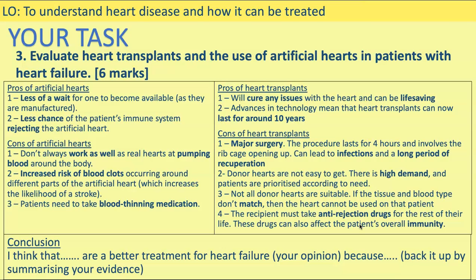And the answer to question 3 is now on the screen. Please remember that you need a pro and a con, or an advantage and a disadvantage of each of these treatments, so of artificial hearts and heart transplants, to compare them and evaluate them against each other. You then need to decide which, in your opinion, is a better treatment for heart failure, and then you need to back up your opinion by summarising your evidence. Please make sure you add as much detail as possible to your answers, and then you can use your notes from this screencast as revision.